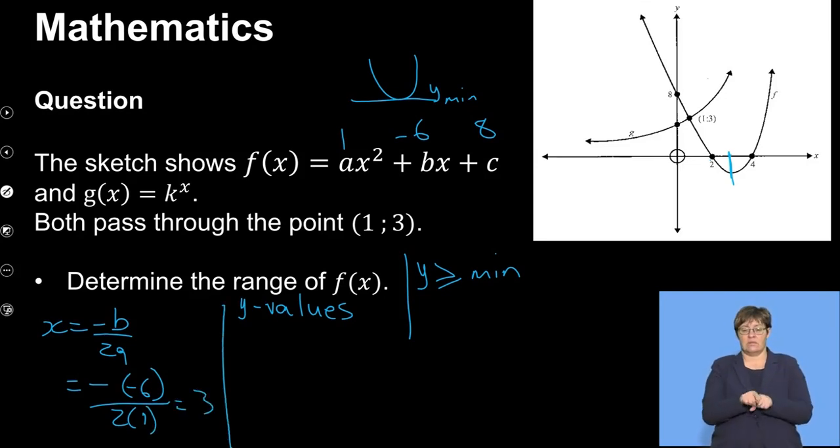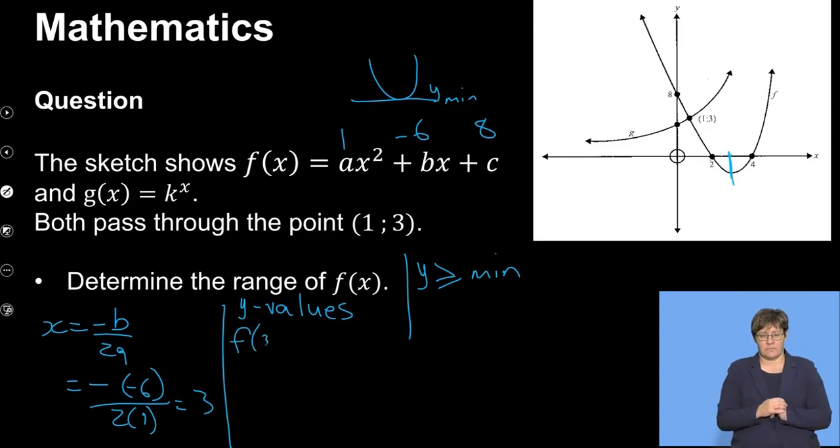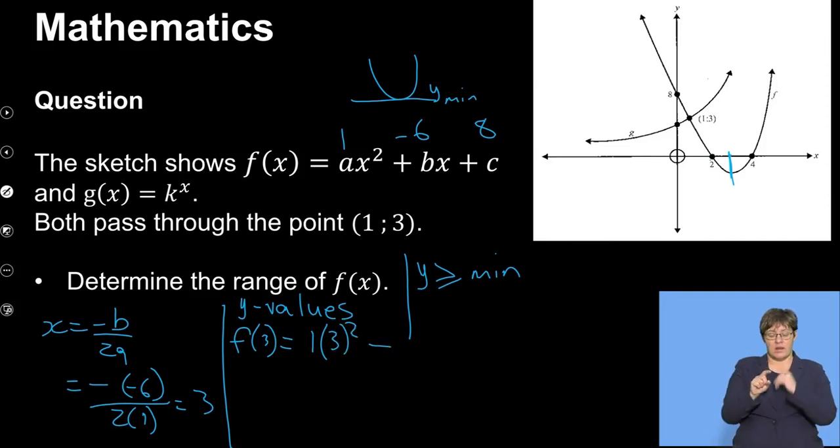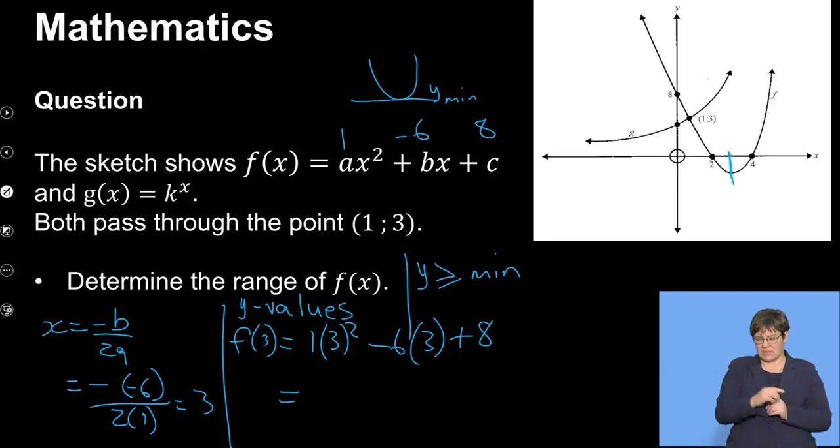And then now I need the y minimum value, so I must substitute the 3. So this will be f of 3, which is equal to 1 into 3 squared, minus 6 into 3, plus 8. Just remember the values of a, b, and c, right? And this 3 squared will be 9 minus 18, because 6 times 3 is 18. That will give me minus 9. Then plus the 8 there will give me minus 1. So my range will be y is greater or equal to minus 1.